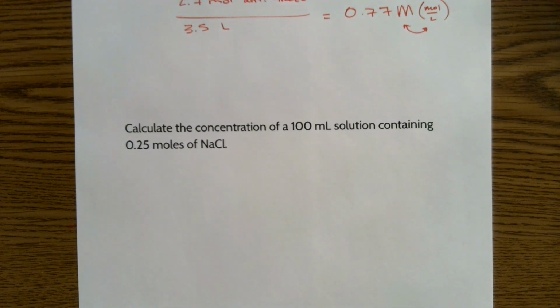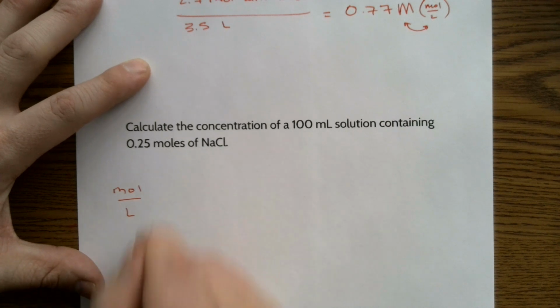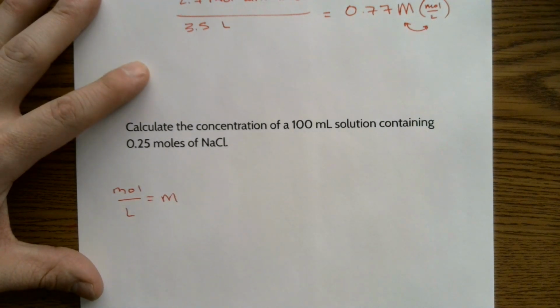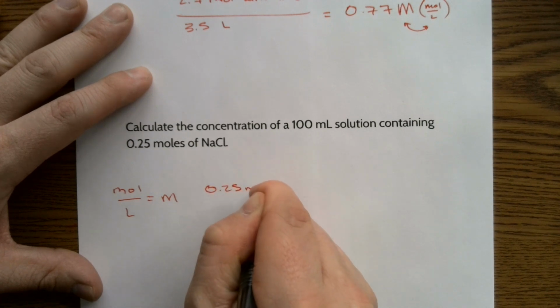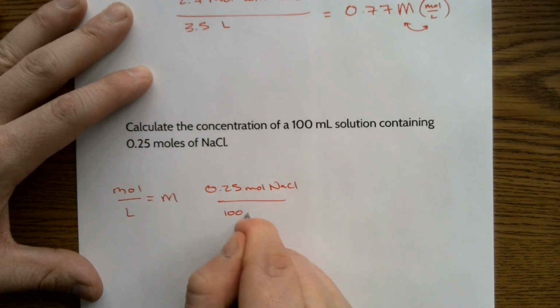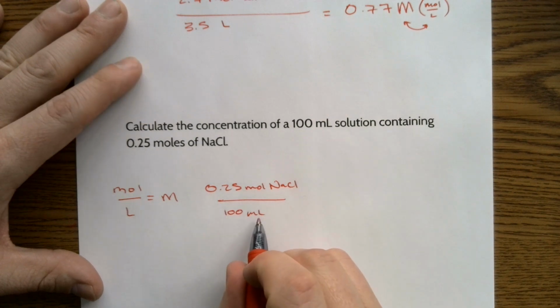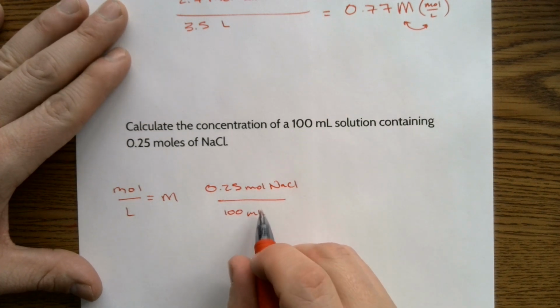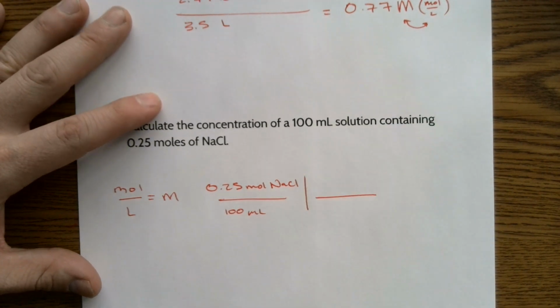Let's calculate the concentration of a 100 milliliter solution containing 0.25 moles of NaCl. So our proportion is moles per liter, and that's equal to big M, just as a review. Our top is our moles, so we have 0.25 moles of NaCl, and our solution contains 100 milliliters of solution. The problem that we're seeing right off the bat is this is not in liters. This is per milliliter. So what I need to do is convert this into liters.